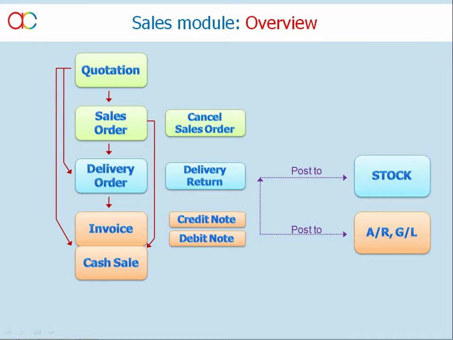Sales module is mainly used to generate sales documents such as quotation, sales order, delivery order, invoice, cash sales, debit note, and credit note. In AutoCount, sales module is fully integrated with stock, AR and GL modules, which means whenever relevant transaction in sales module will automatically update the entries or reports in stock, AR and GL modules.